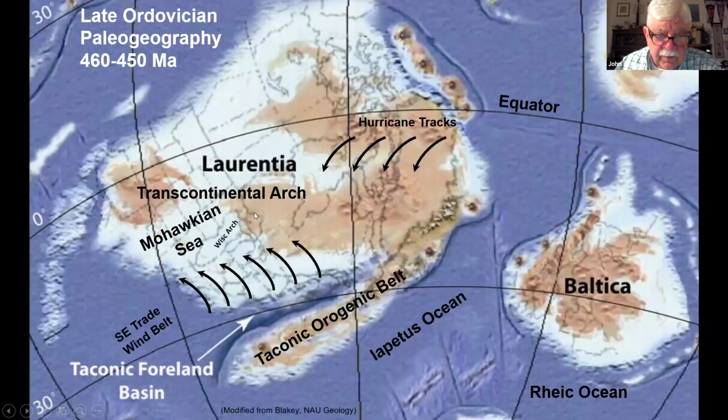Here is Laurentia, south of the equator. Here is the trade wind belts. This is the orogenic belt that blew up the volcanoes that produce the ash, and the trade winds blew it right into our area. More than 60 bentonite beds are in the Ordovician. That's a lot. And I always put in the hurricane tracks down because they move the opposite way that they do in the northern hemisphere. They move this way. Okay, hurricane tracks.